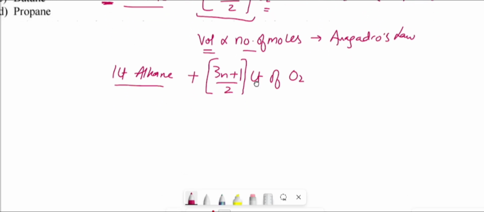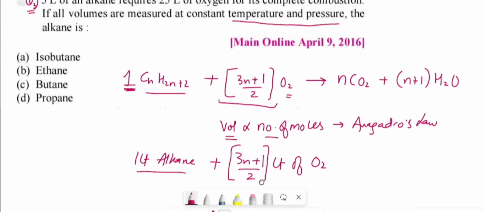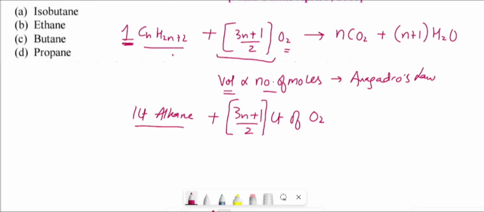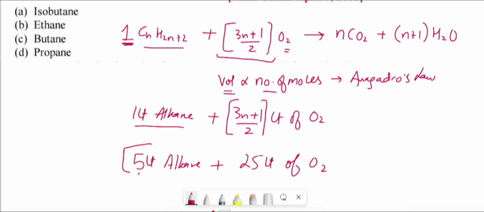So moving on further, right here in the question we have taken 5 liters of alkane and 25 liters of oxygen. So we have taken 5 liters of this alkane, and we have taken 25 liters of O2. That means for 5 liters of alkane, we have to take 25 liters of O2.